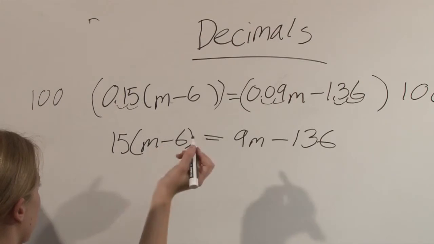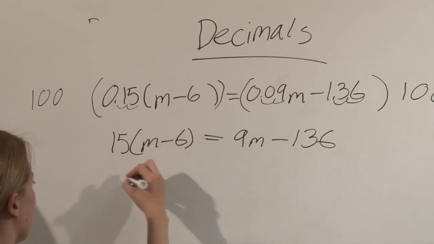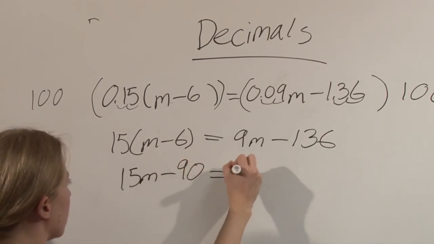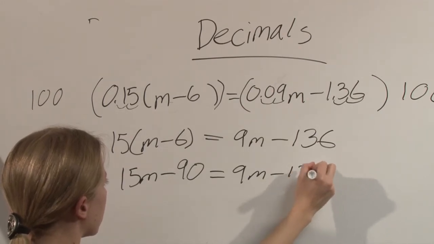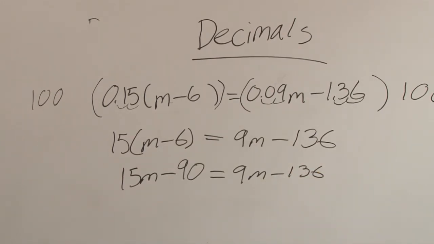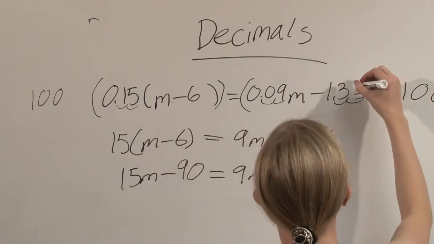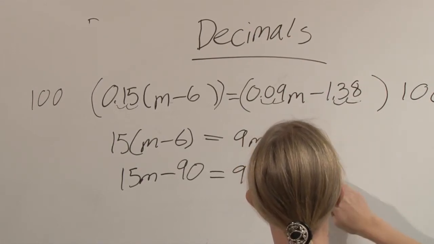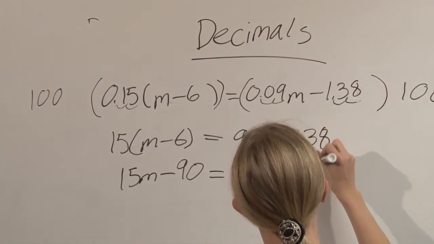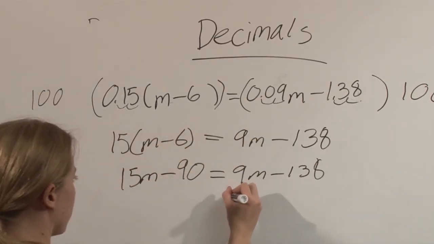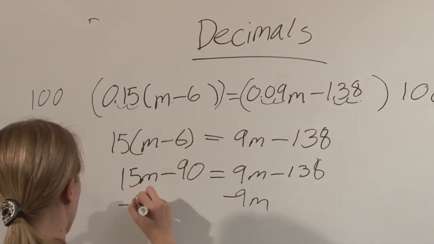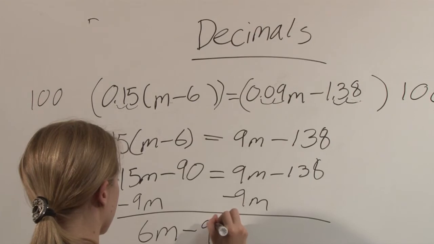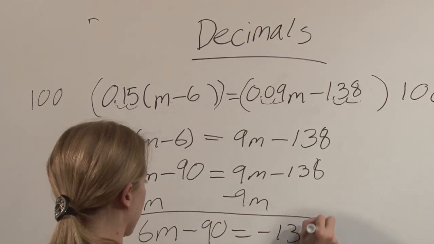So then it's just a normal linear equation. I distribute the 15 here. Minus 6 times 15, which is 90. Oh, I copied down the problem wrong. So now I'm going to isolate m. So I have 6m minus 90 equals negative 138.